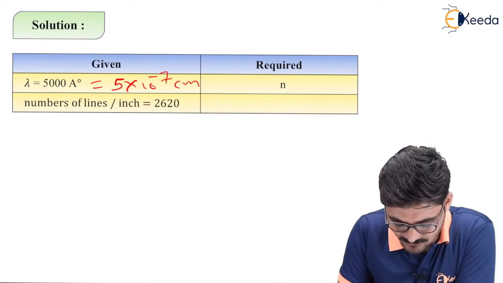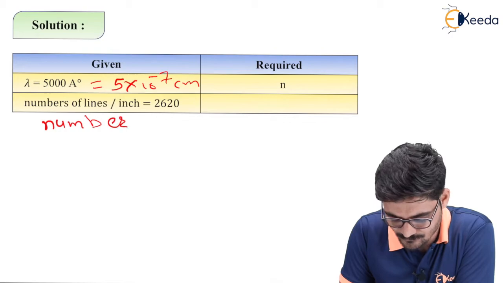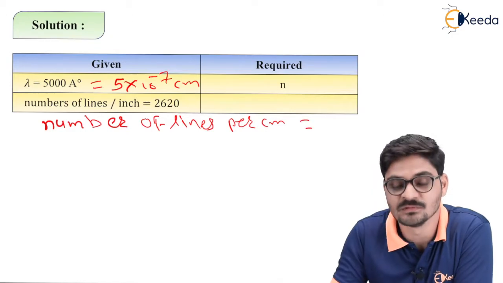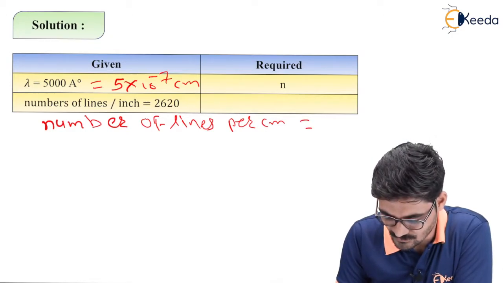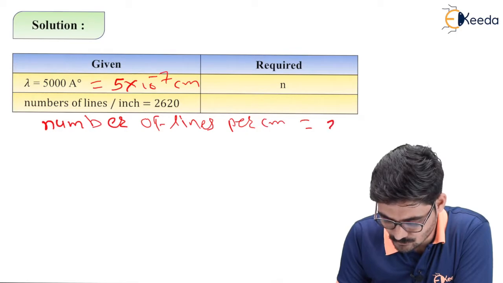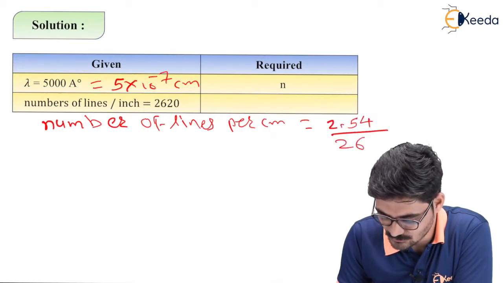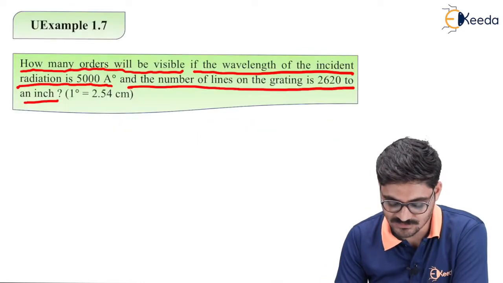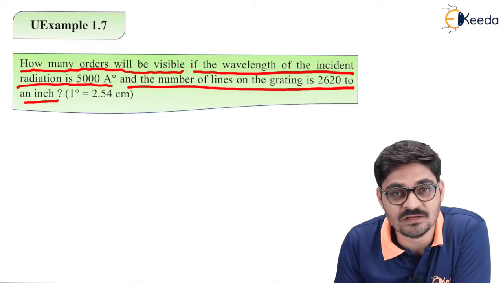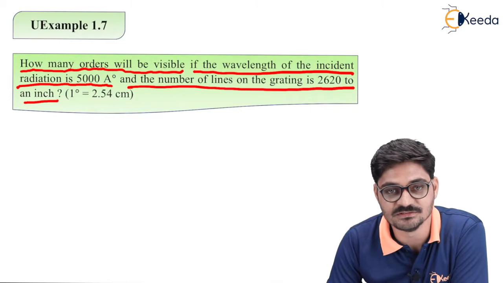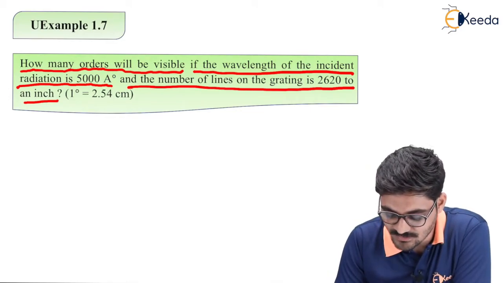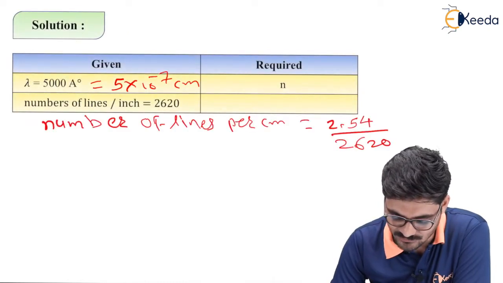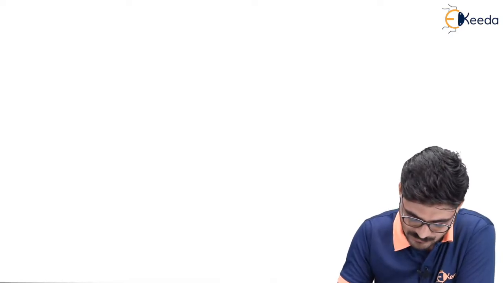And the number of lines per inch will be converted into number of lines per centimeter. How will it come? It will be 2.54 divided by 2620, right? And what is required? If you look at the question you will understand: how many orders will be visible if the wavelength of incident radiation is 5000 angstrom and the number of lines on the grating per inch are 2620.